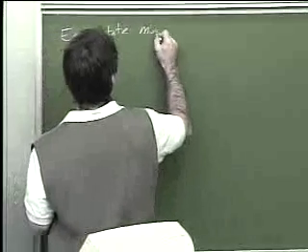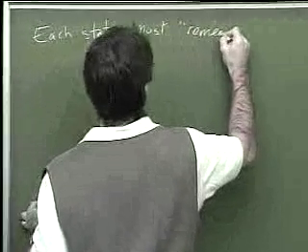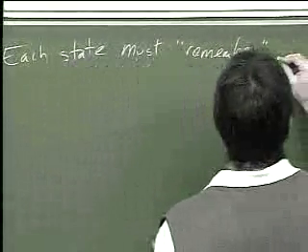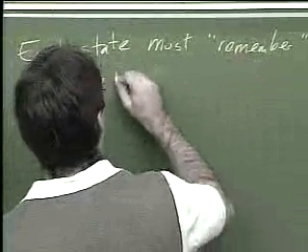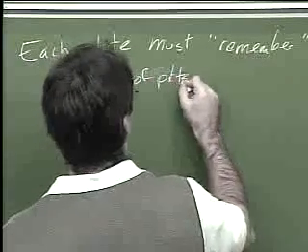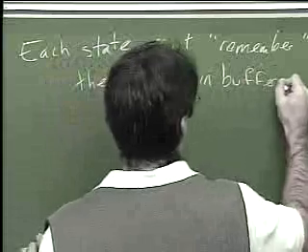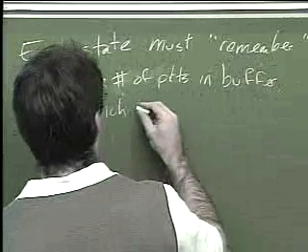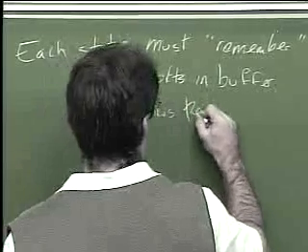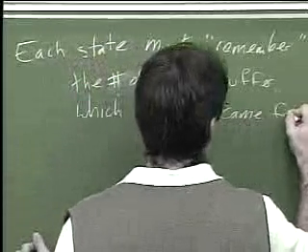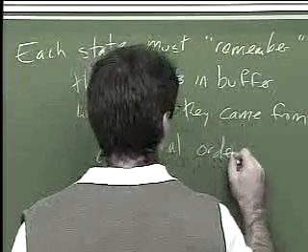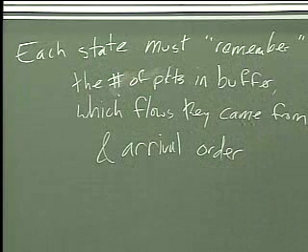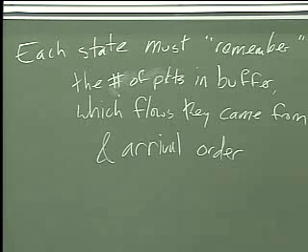Okay, so each state must remember the number of packets in the buffer, which flows they came from, and arrival order. So I can have 0, 1, or 2 packets in the buffer, because like I said, it's a two-packet buffer system.